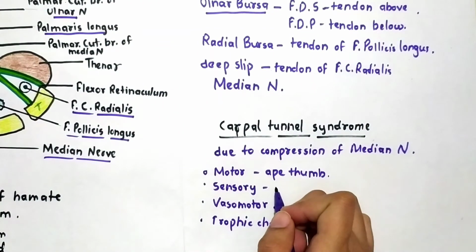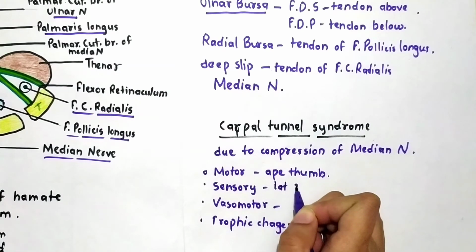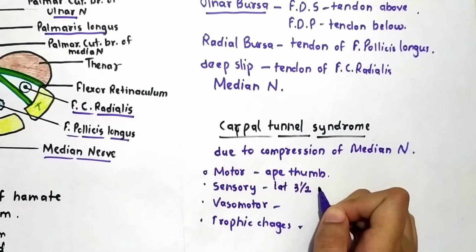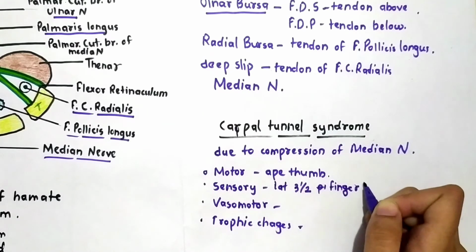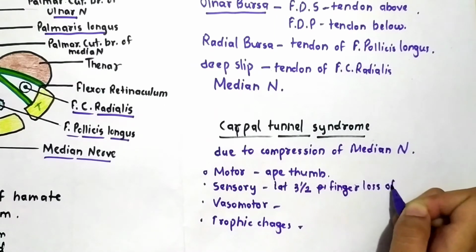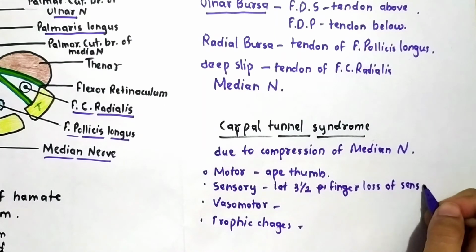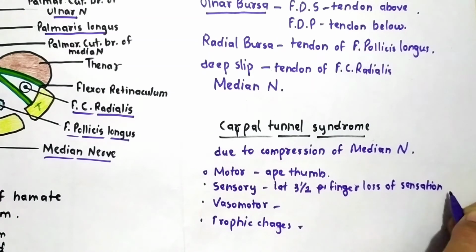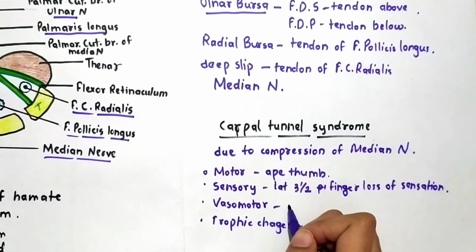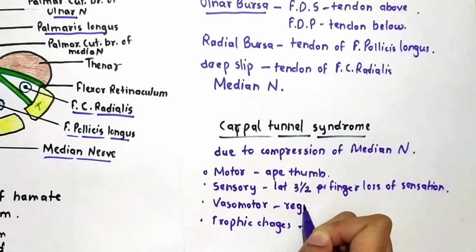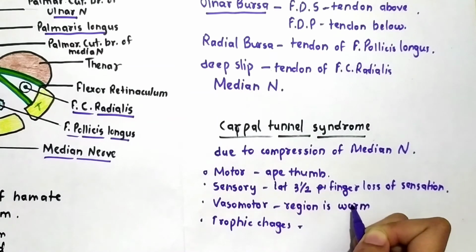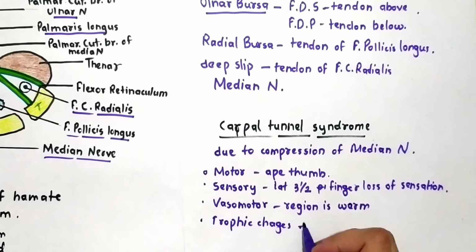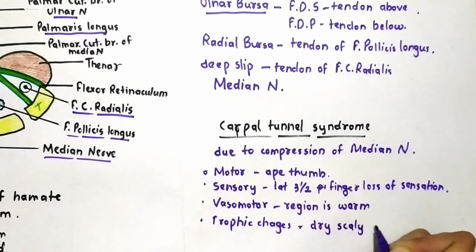So in the sensory loss, there is loss of sensation, numbness, in the lateral 3.5 fingers. Okay. And for the vasomotor changes, the region is warmer as compared to other regions. Okay. And for the trophic changes there is dry scaly skin.